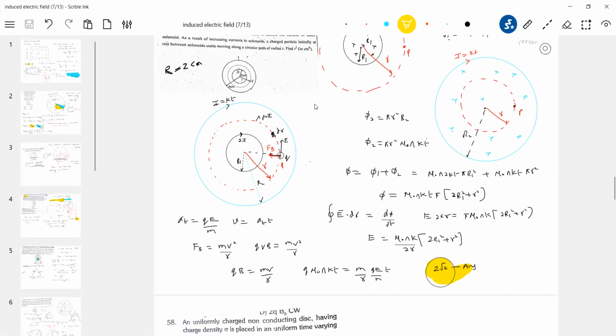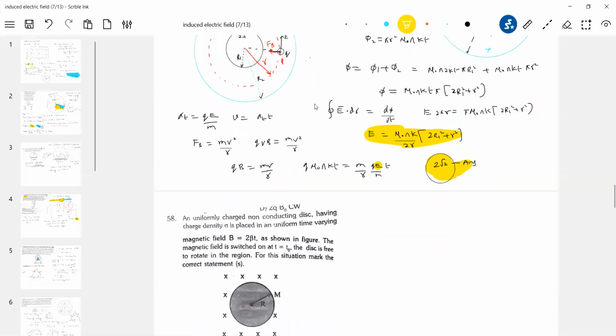I substituted v is equal to qEt by m, so here substitute the value of E from this equation and solve it, you'll get the required answer. So that mu naught nk will get eliminated, you can see from here. Okay, let's take the next one.